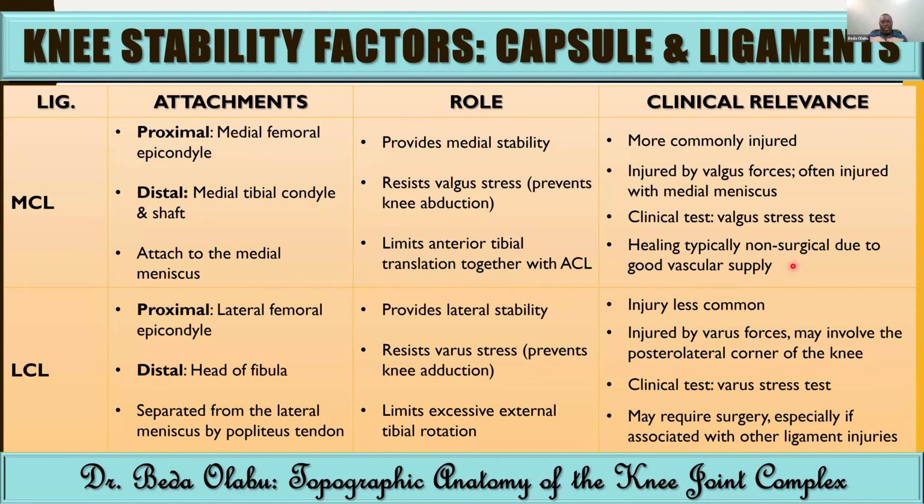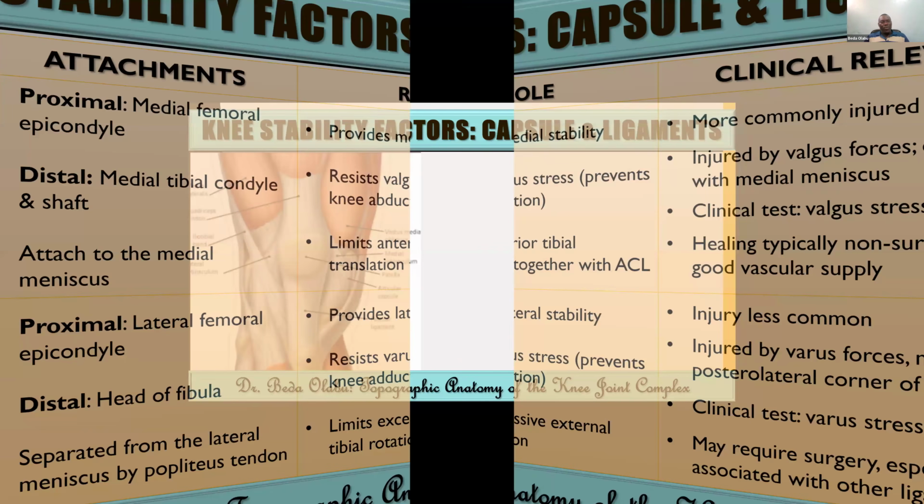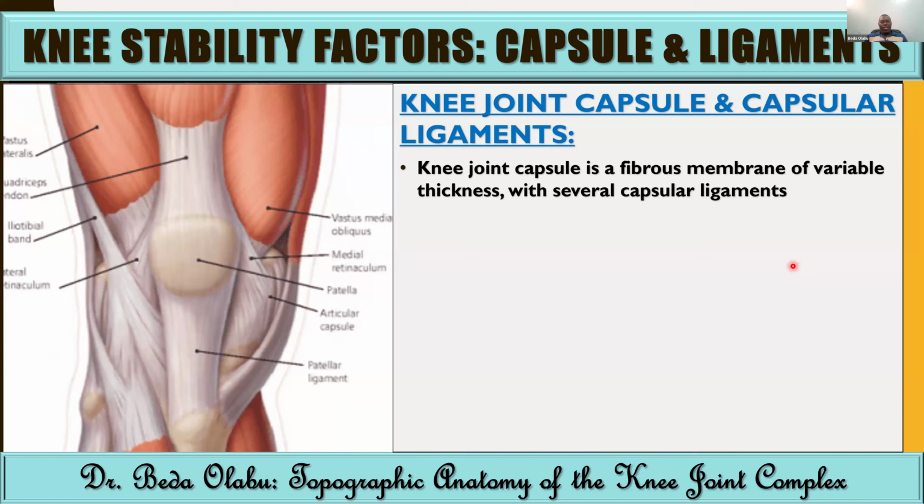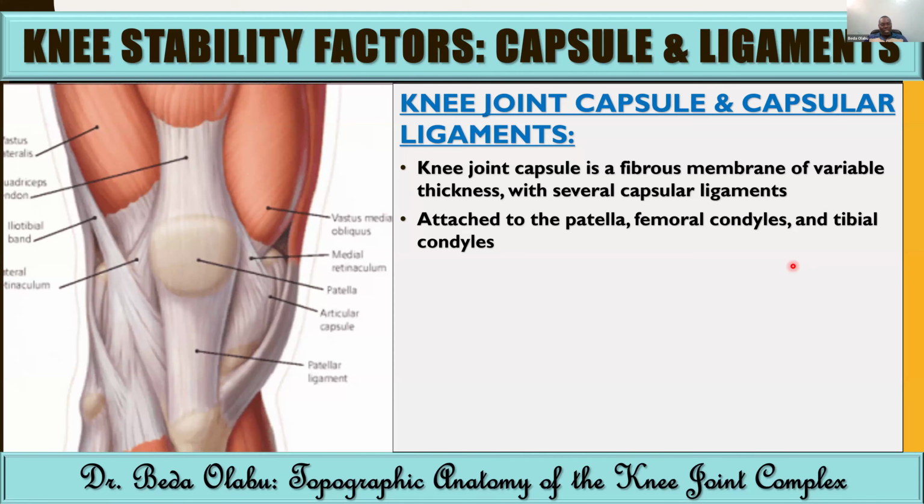All right. Now we have talked about major ligaments, but let's also talk about the capsular factors and the other capsular ligaments. So the knee joint capsule is a fibrous membrane, just like any other capsule of a synovial joint, but important is that it is thick and its thickness also varies. There are also other capsular ligaments that are within it.